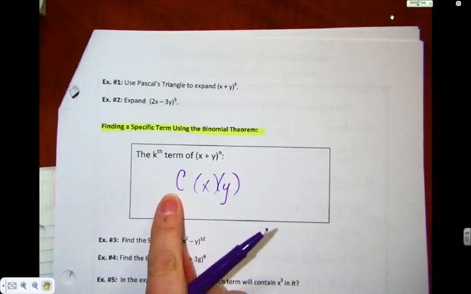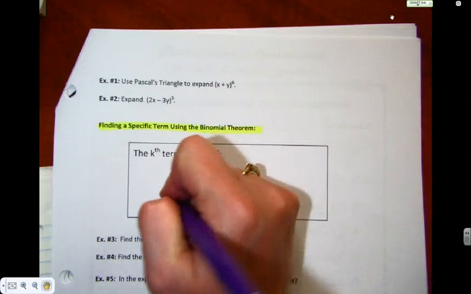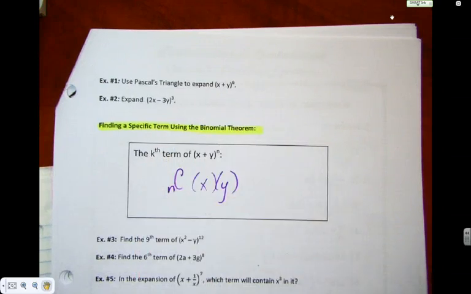What does the first value on the combination have to be? It has to be n in this case. It doesn't matter what term we're going to find. It's always going to be n.